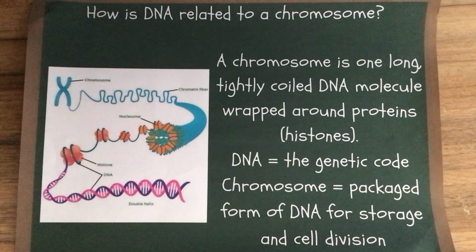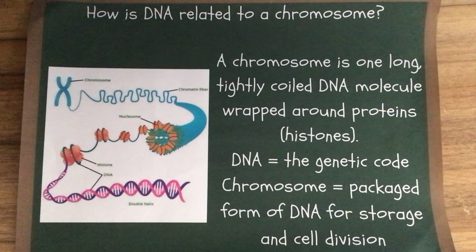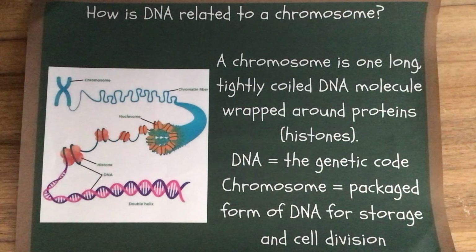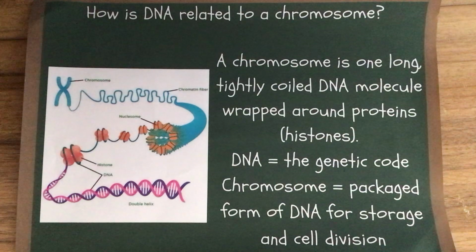Finally, the relationship between DNA and chromosome. A chromosome is a long DNA molecule that is tightly coiled and wrapped around proteins called histones. DNA contains the genetic information, and a chromosome is the packaged form of DNA which allows it to be stored efficiently and separated correctly during cell division.